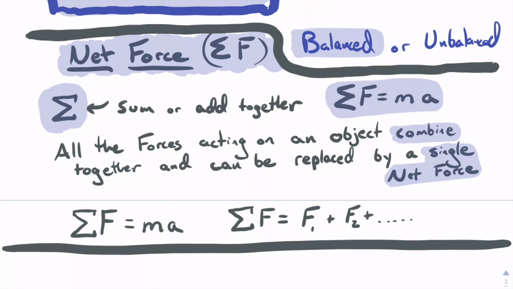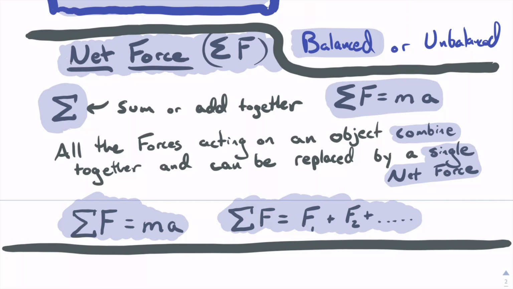Now the net force can be calculated one of two ways. One is Newton's second law, which deals with the net force, so it says the net force is equal to the object's mass times acceleration. Or you can go to the definition or the idea of it, which is to say that the net force is equal to all the different forces acting on an object. So here I said force 1 plus force 2 plus however many forces there might be.